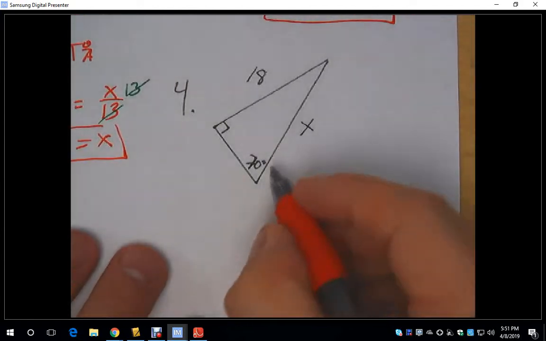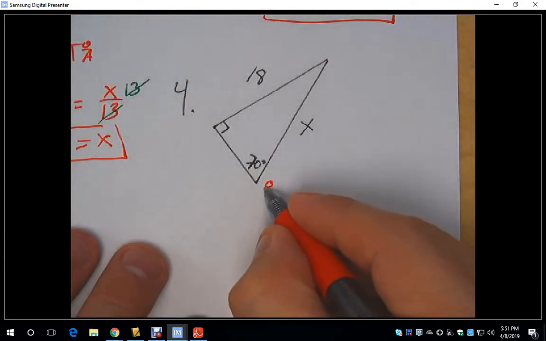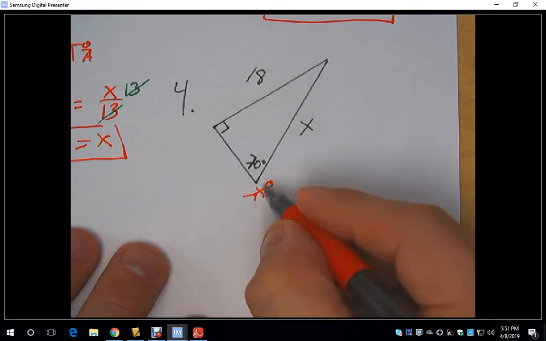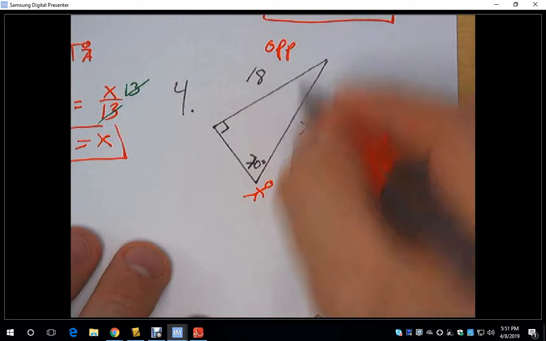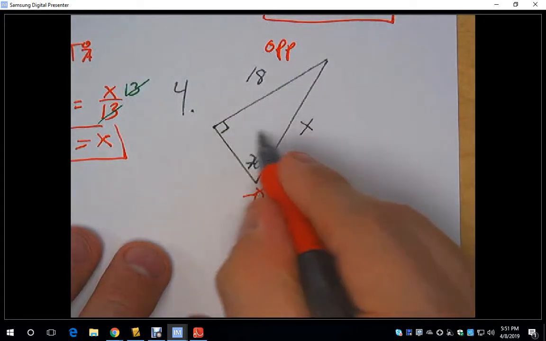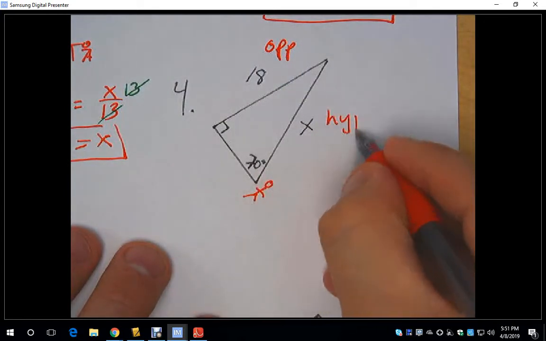Now let's look at another one. I'm standing here from this perspective of this angle right here, and from my perspective, the 18 is my opposite, and the x is opposite the 90 degrees, so that has to be my hypotenuse.